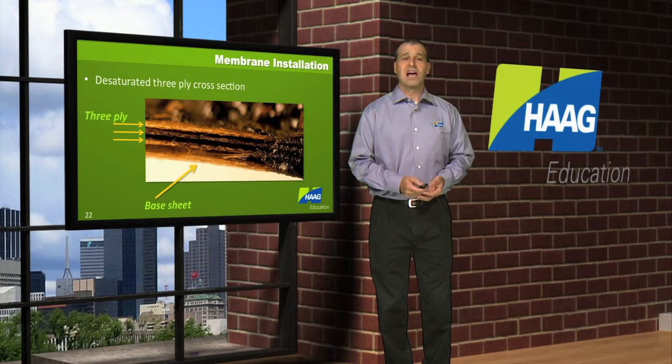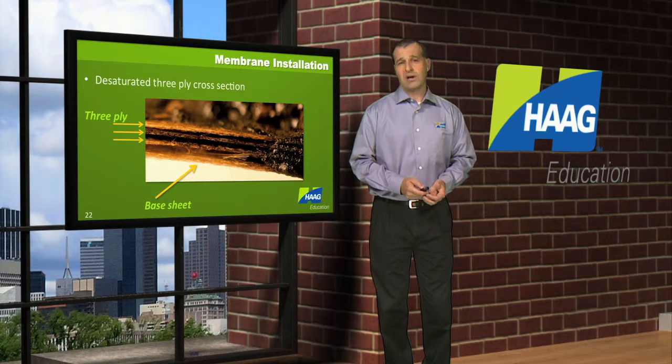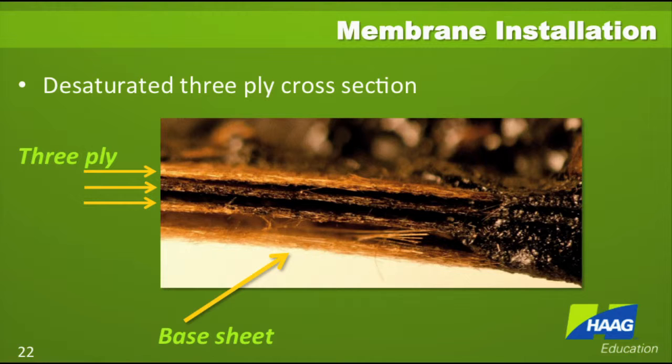The photograph in this slide shows what would be the typical cross-section of a built-up roof once it's cut. You see the 3 plies of fiberglass mat visible, and then there is a lower ply that is that base sheet ply. So we call this 3 plies, so it's actually 3 plies plus a base sheet.